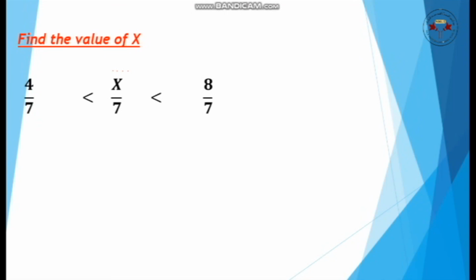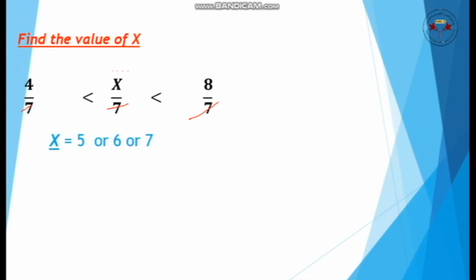So here I see that all of them are like fractions. So what will you do? I will just cross out the similar numbers. Then find out the value of x, which is a number between 4 and 8. What is between 4 and 8? After 4, to reach 8: 5, 6, and 7. So the value of x may be 5 or 6 or 7.